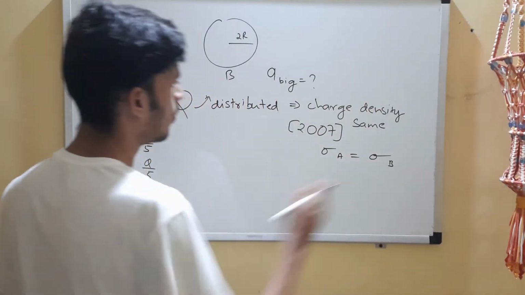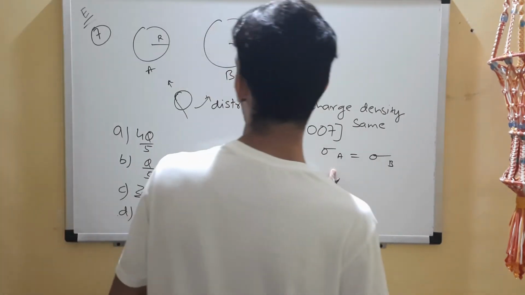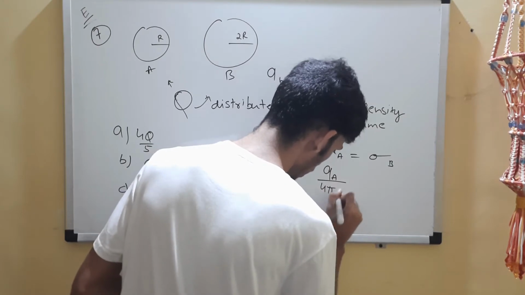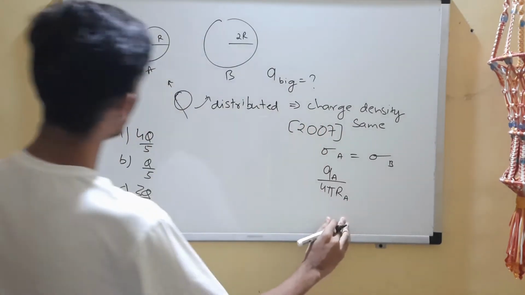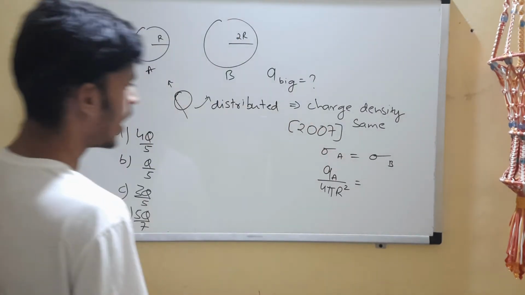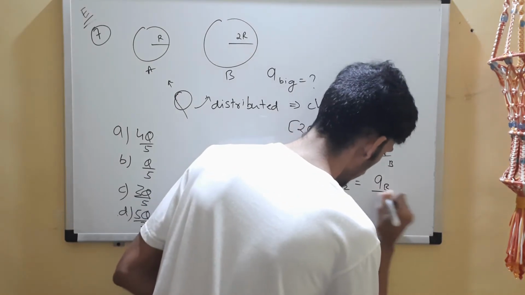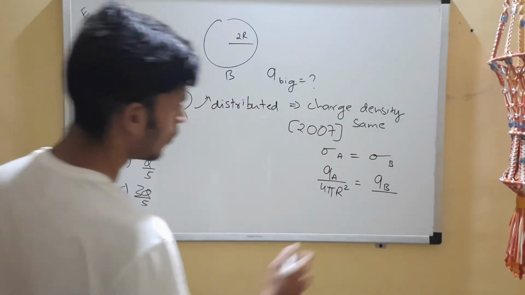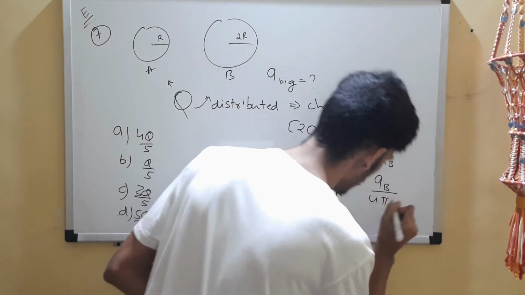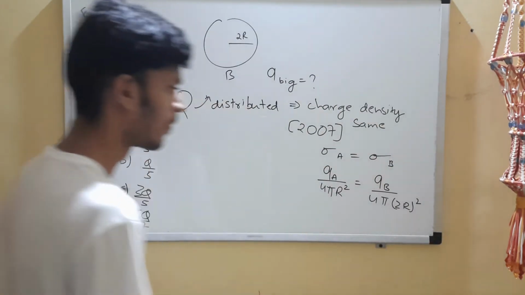Okay, charge density of A equals charge density of B. So charge density of A can be written as charge on A divided by 4 pi r_a square. The radius of A is simply r, right? So I can write it as 4 pi r square, and here I can write sigma B as charge on B divided by 4 pi r_b square. What is the radius of B? It is 2r, right? So I can write it as 2r square.